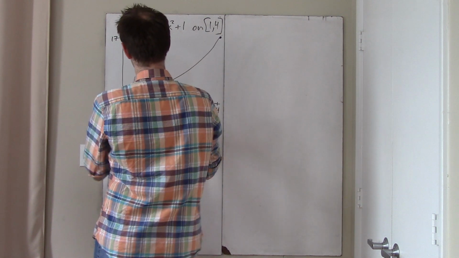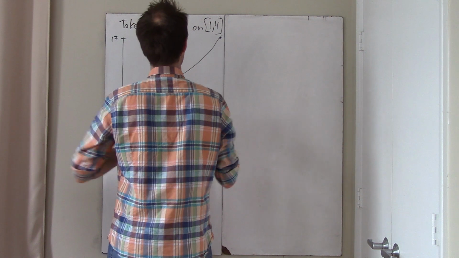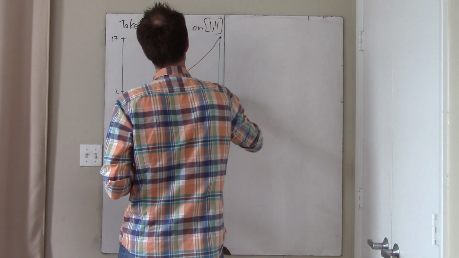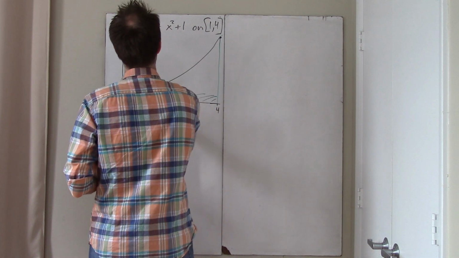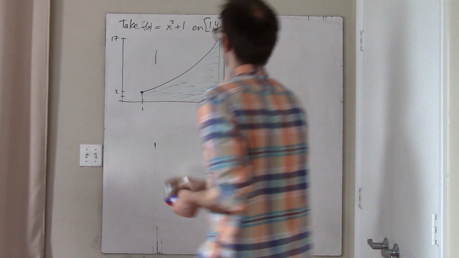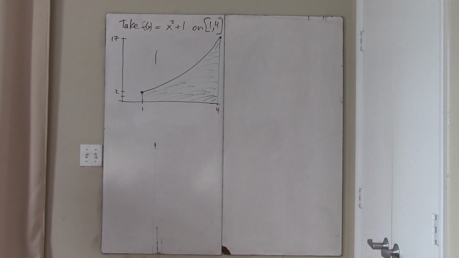What makes this problem a little bit more difficult is that we are finding the area on an interval not starting at 0. So things are a little bit more complicated. But in principle, it's exactly the same. That's what I want to do. I want to find the area of that green shape, the area under y equals x squared plus 1 on the interval 1, 4.